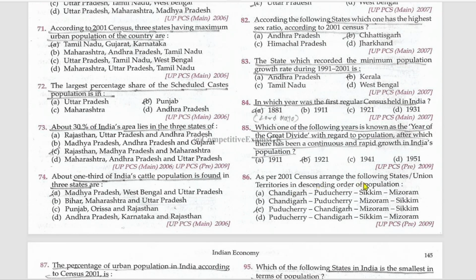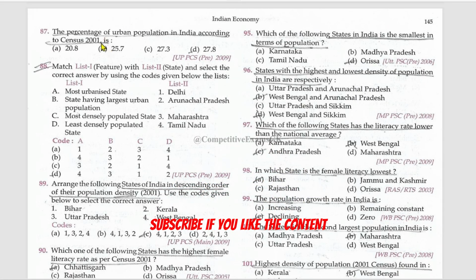As per the 2001 census, arrange the following states or UTs in the descending order of population: Puducherry, Chandigarh, Mizoram, and Sikkim. The percentage of urban population in India, according to the census of 2001, is 27.8. What is the percentage of urban population according to the 2011 census? Matching list 1 with list 2. Most urbanized state, Tamil Nadu. State having largest urban population, Maharashtra. Most densely populated state, Delhi. Least densely populated state, Arunachal Pradesh.